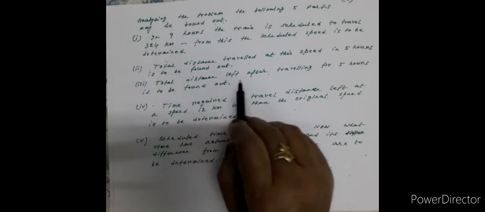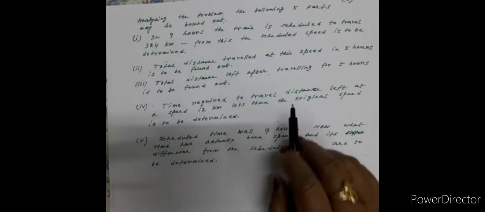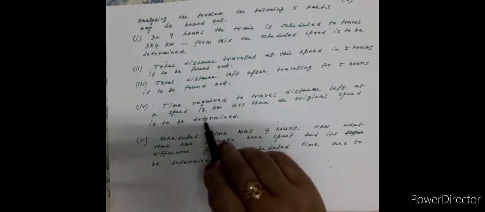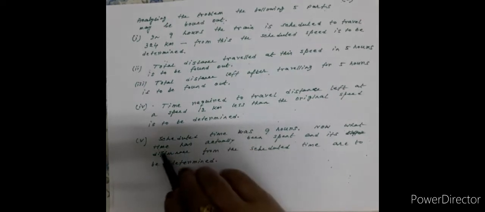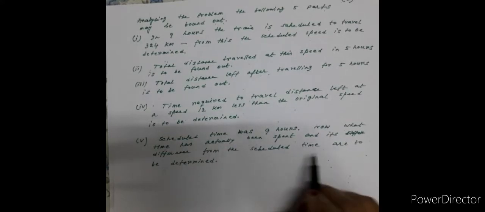Number 3, total distance left after travelling for 5 hours is to be found out. Number 4, time required to travel the distance left at a speed 12 km less than the original speed is to be determined. Number 5, scheduled time was 9 hours. Now, what time has actually been spent and its difference from the scheduled time are to be determined. So, let us start the sum right now.